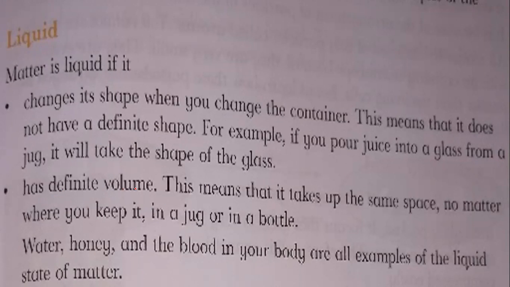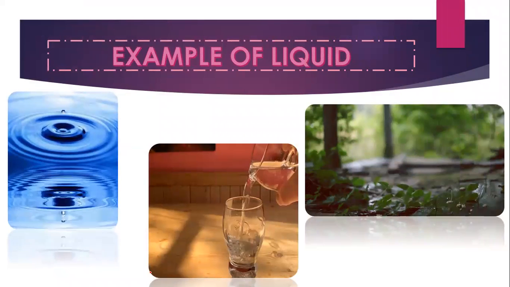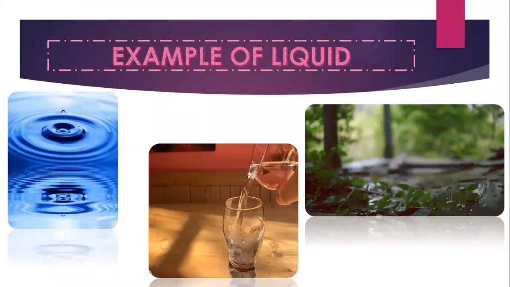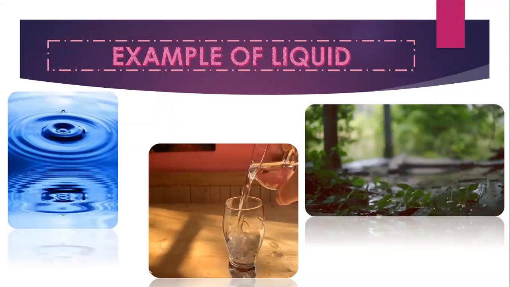Liquid has a definite volume, the same as solids. This means that it takes up the same space no matter where you keep it, in a jug or in a bottle. Water, honey, and the blood in your body are all examples of the liquid state of matter. There are some examples of water, and you see that it changes its shape.